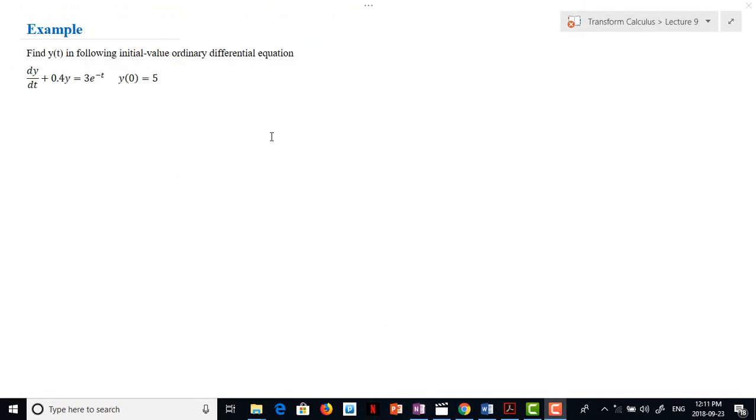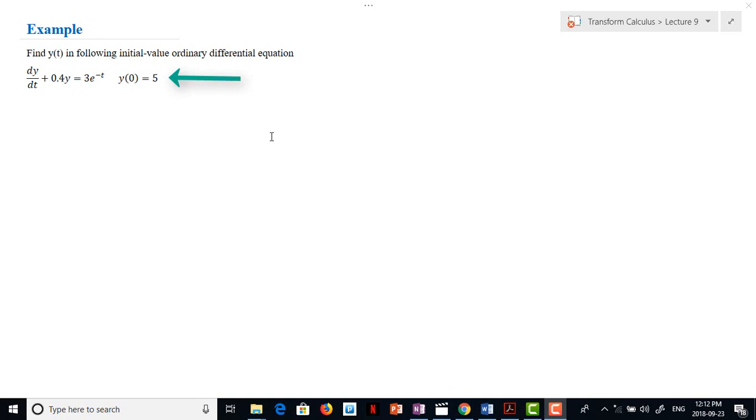We want to use Laplace transform to solve this equation. So first we have to see if it's an ordinary differential equation. Yes, it is, because we have only t as a variable. Then we have to see if it's with constant coefficient. Yes, the coefficients are constant. For dy over dt, the coefficient is 1, the y coefficient is 0.4, and we have 3 times e to the power of minus t. As a result, we can easily solve this problem using Laplace transform, and its initial value, y at t equal to 0, is given.